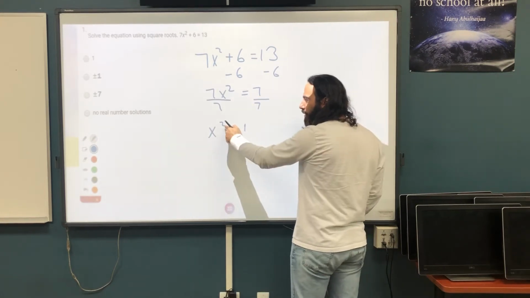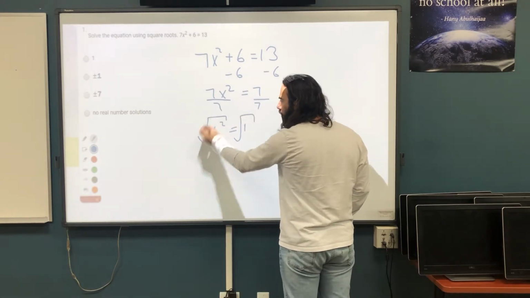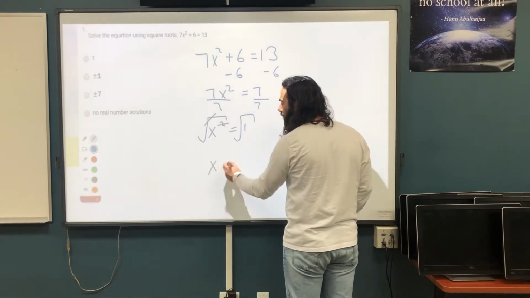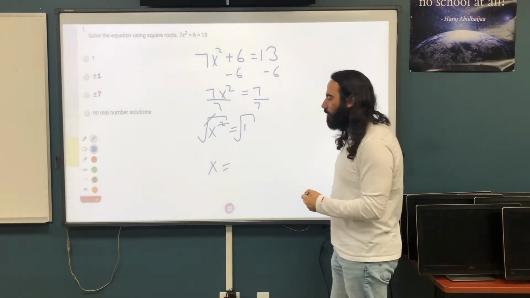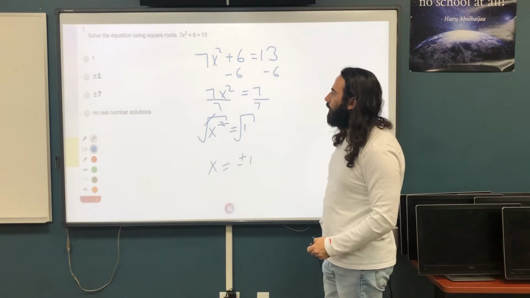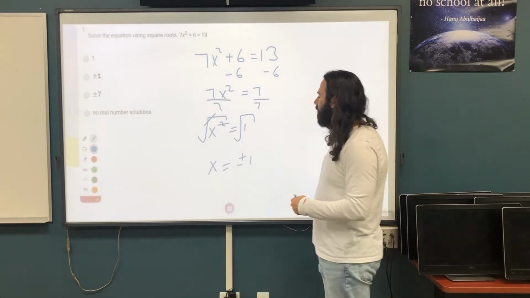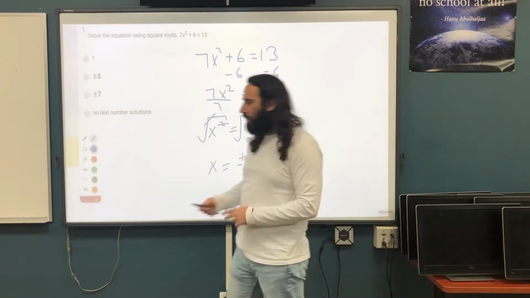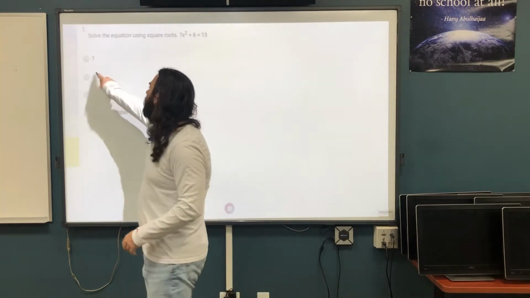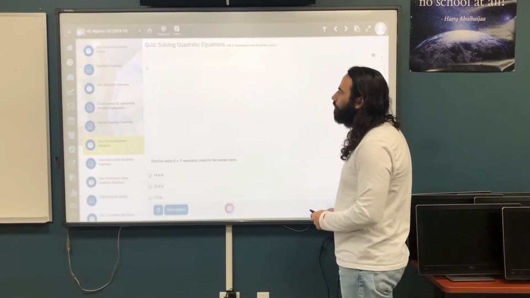We need to cancel the square. So we do the square root for both sides. So the square root cancels out the square. So x equals, the square root of 1 is always going to be positive and negative 1. And the answer will be, of course, as you can see, the second one. That is it. You guys, it's an easy subject, so you can do it the best you can. Let's go to the next one.